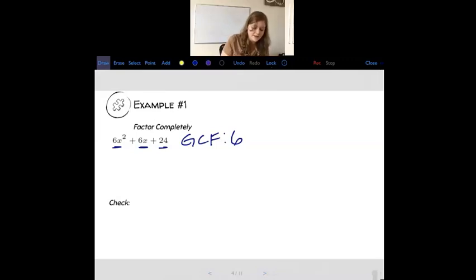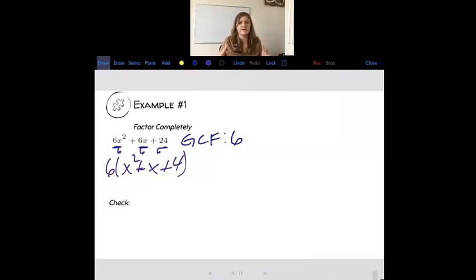So since our GCF is 6, we're going to take out or divide out a 6 from every single term. And again, you can write those under if you'd like. So we just have x squared plus x plus 4. Now when the instructions say factor completely, we want to get it down as far as we can go in terms of the multiplication that we have for undoing.